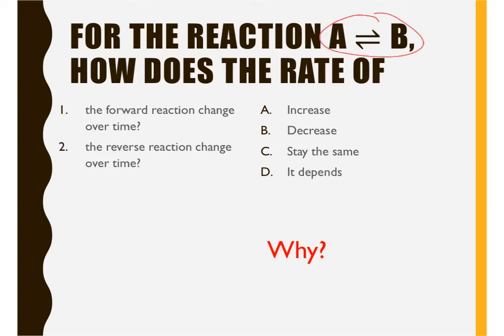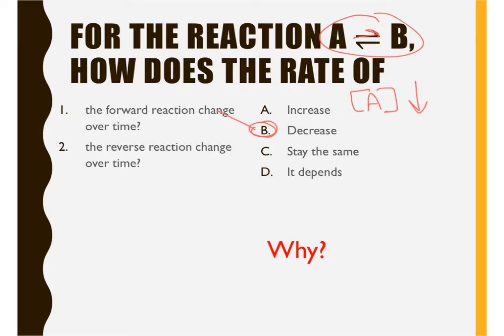How does the rate of the forward reaction, A going to B, change over time? I'm hoping you say that it decreases. If I asked you why it decreased, hopefully you would say because the concentration of A goes down over time as it gets used up, and if there's less A, it affects the rate.